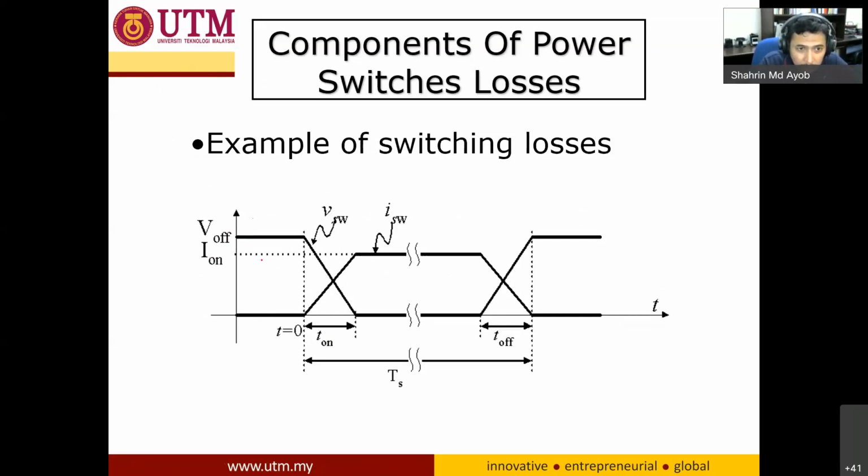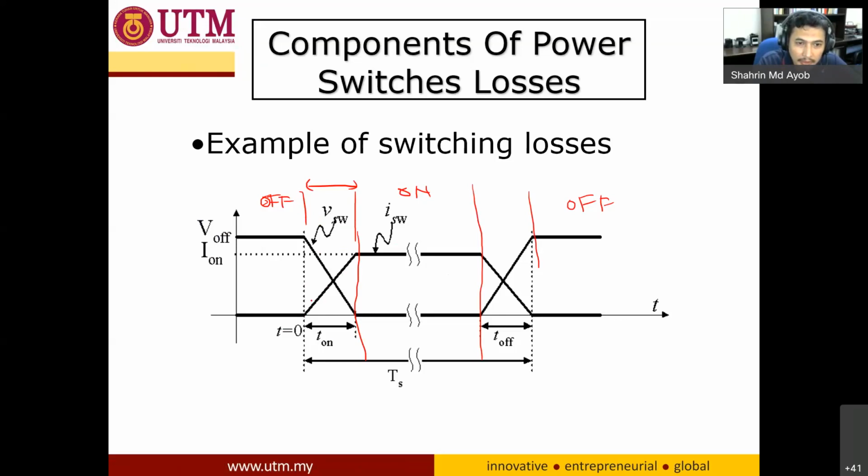Okay, this is the current. So this is the off state, and this is the on state, and then this is the off state again. As you can see, between off and on there is a transition from off to on, and there is some delay here. The voltage is slowly going to zero, and at the same time the current is rising.